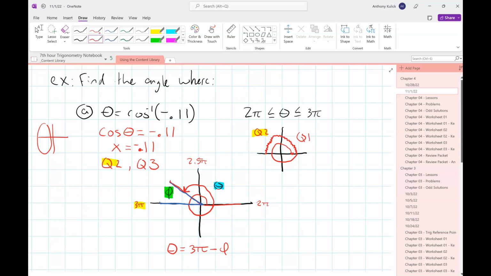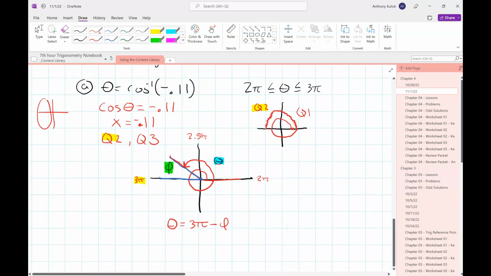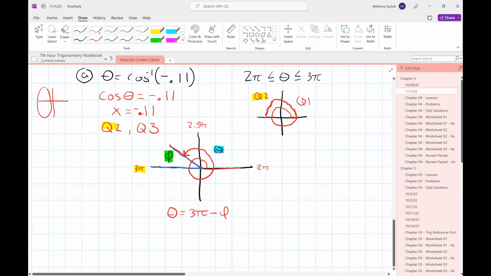If you look at our picture, right? Is everybody okay with that? This is usually the trickiest part, getting that part right, whether we should be adding or subtracting. So if I can figure out what phi is, then I can find theta. Everybody's okay with that?